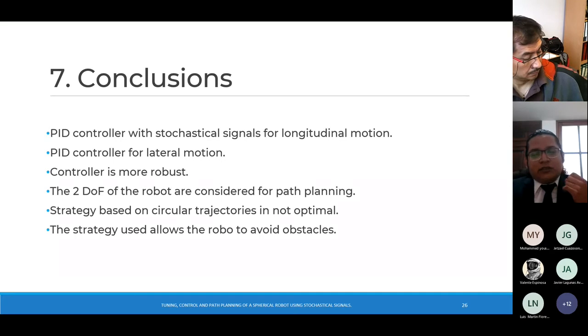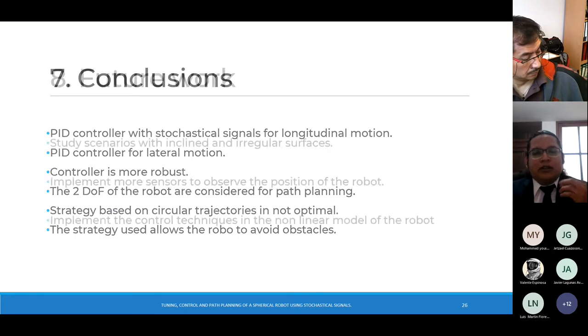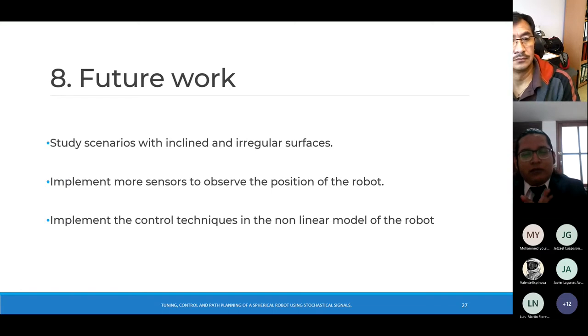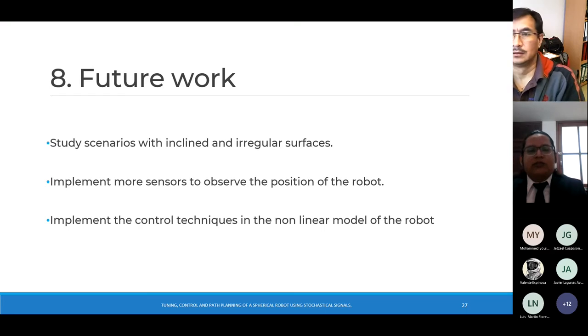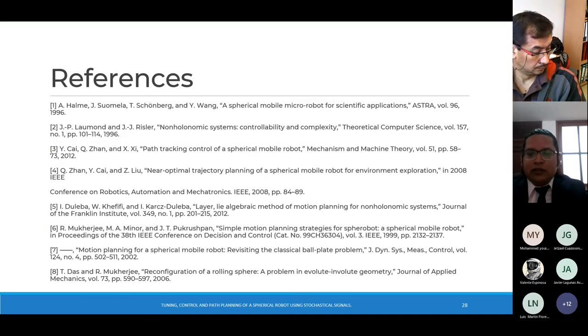So the strategy used allows the robot to avoid different obstacles. And for future work, we have considered studying scenarios with inclined and irregular surfaces, implementing more sensors to observe the position of the robot, and implementing the control techniques in the non-linear model of the robot. And that's it.